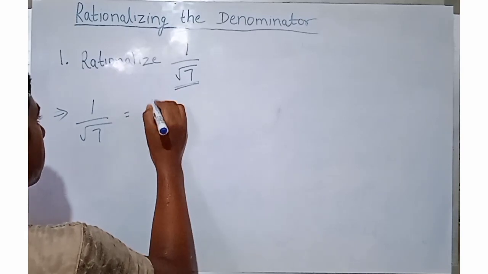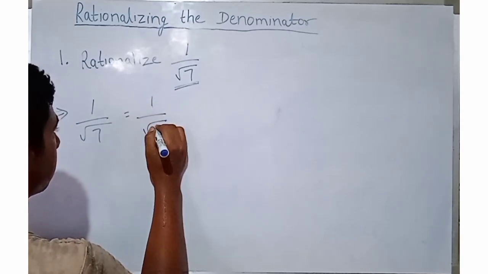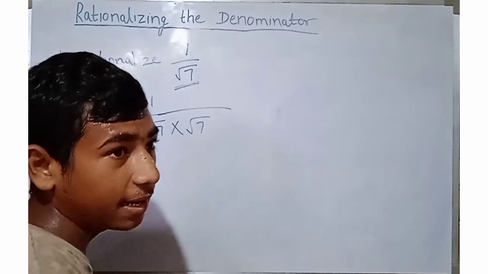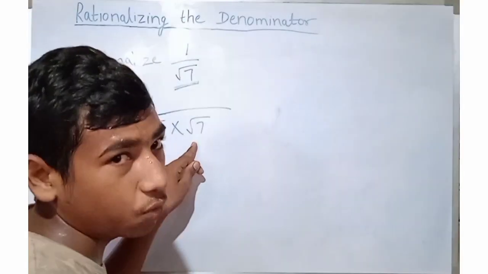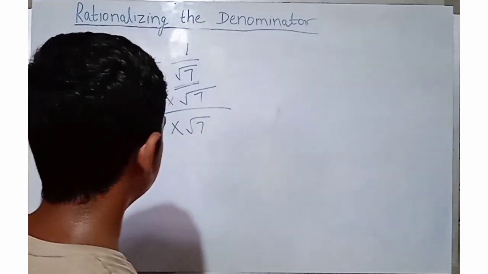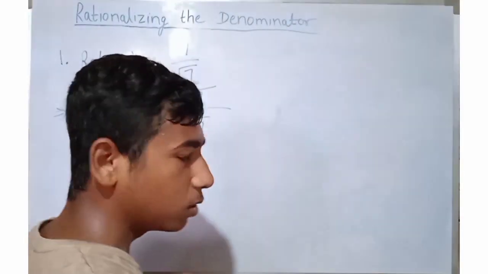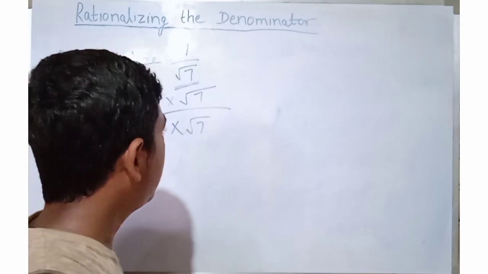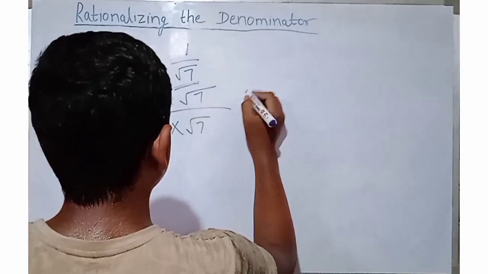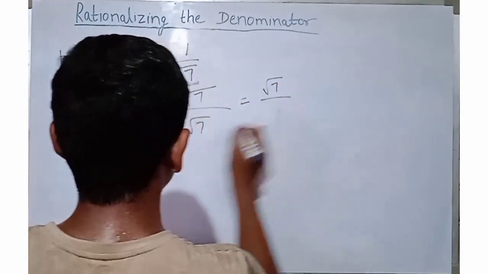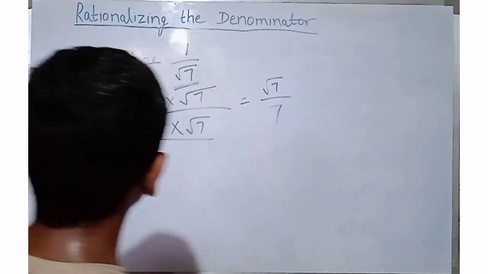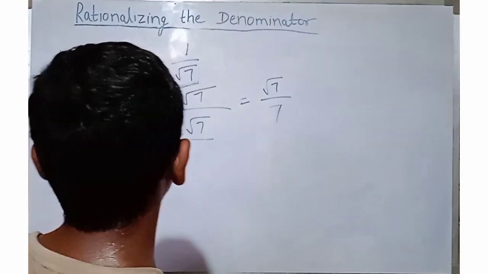See here, 1 by root 7. If we multiply with root 7, then we will get 7 and the radical will be removed, but here the value will change. So we have to multiply the numerator with root 7 also, so that it becomes 1. You know that if we multiply 1 with any number, we get the previous number, the number which you have chosen. So it will be root 7 by root 7 into root 7, this radical will be removed and it will be 7. See how we rationalize it.